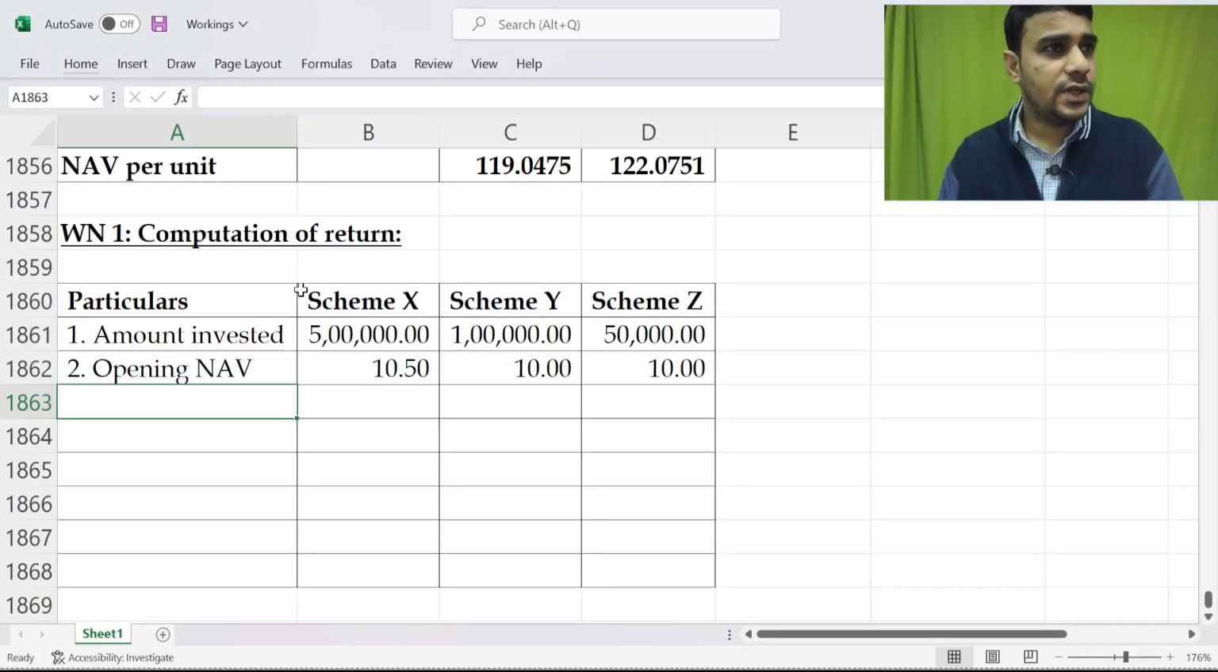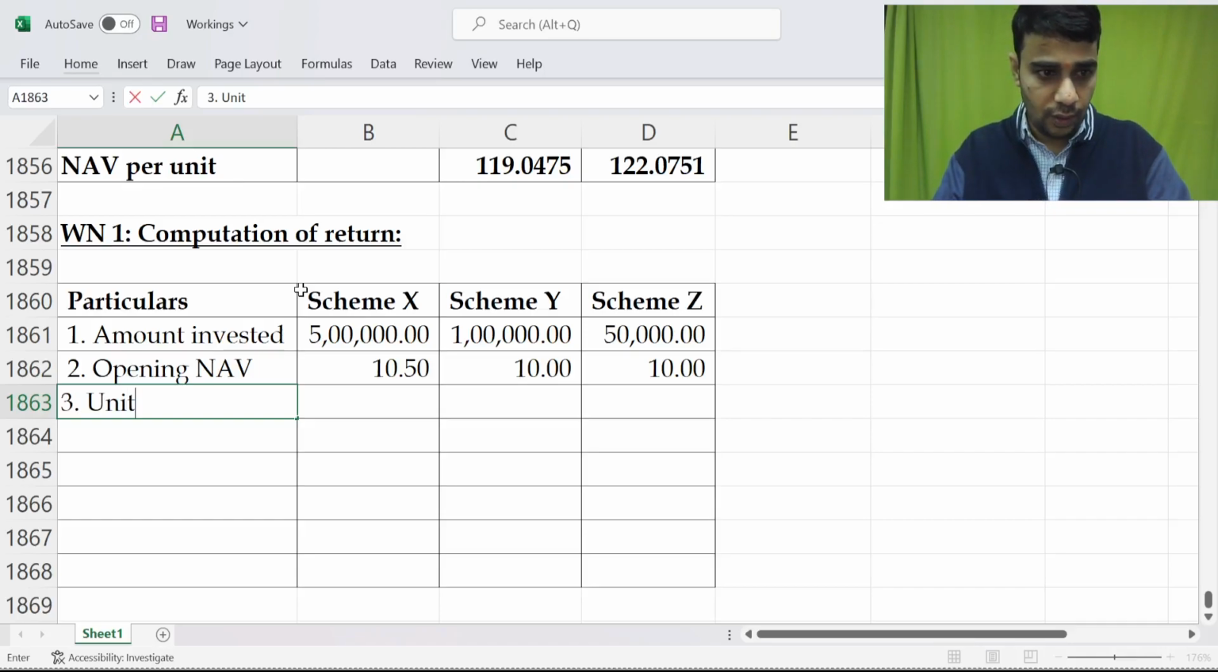This will give me the units allotted. Why I am calculating units allotted is, units allotted into the closing NAV will give me the closing value. Closing value plus dividend minus opening value is my return. Closing value is NAV1, opening value is NAV0.